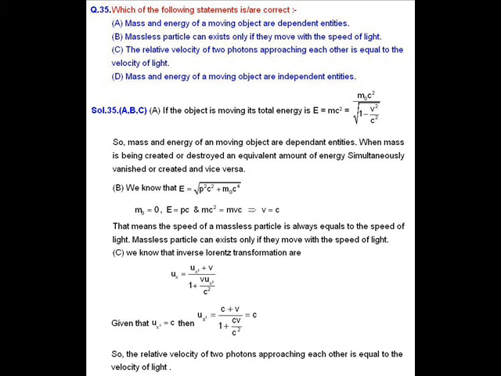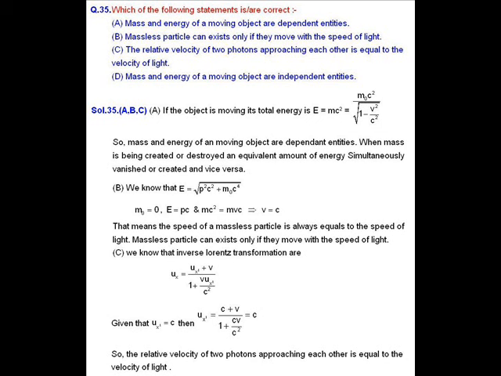Option B. By using the energy-momentum relation in STR, the special theory of relativity, we know that E² = p²c² + m₀²c⁴. So if the particle is massless, or m₀ = 0, then E = pc. That implies mc² = mvc, which implies v = c. That means the speed of a massless particle is always equal to the speed of light. Massless particles can exist only if they move with the speed of light. It means option B is also correct.